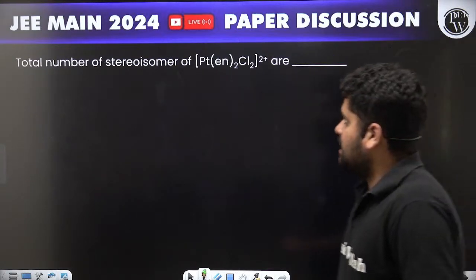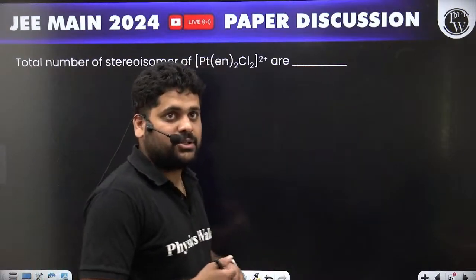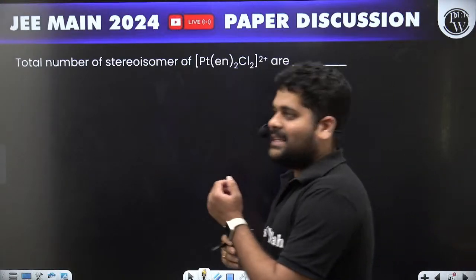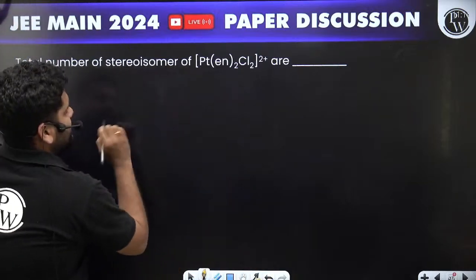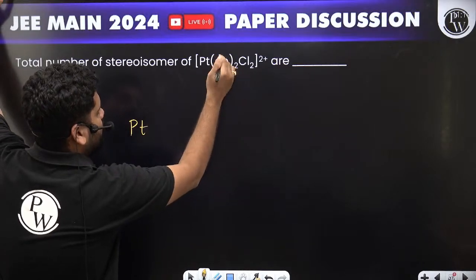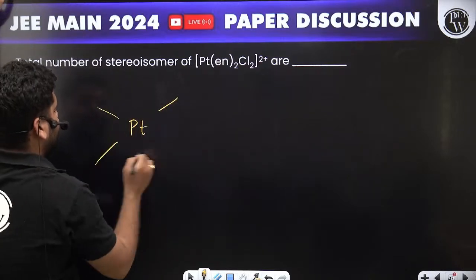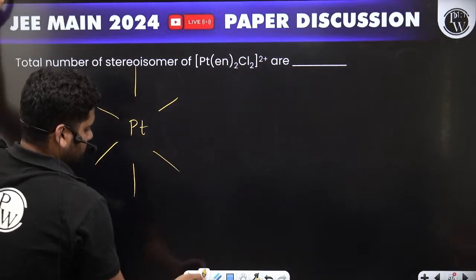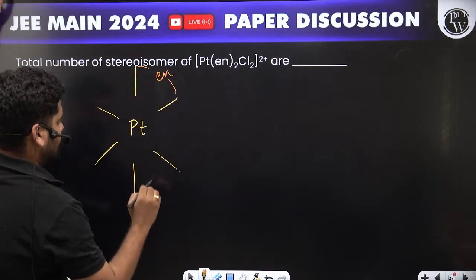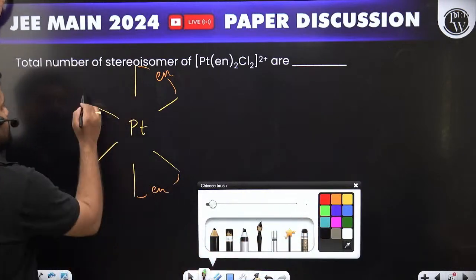Next question. Total number of stereoisomers. Total number of stereoisomers, which means it should be geometrical as well as optical, right? So now next one, see, Pt(en)2Cl2. En is bidentate, one en would make two bonds, and here you have two, so the geometry is going to be octahedral. You are going to represent it in this way, right? So one en over here, one en over here bonded like this, another en over here bonded like this, and then we have two chloride ions, right? Cl and Cl.